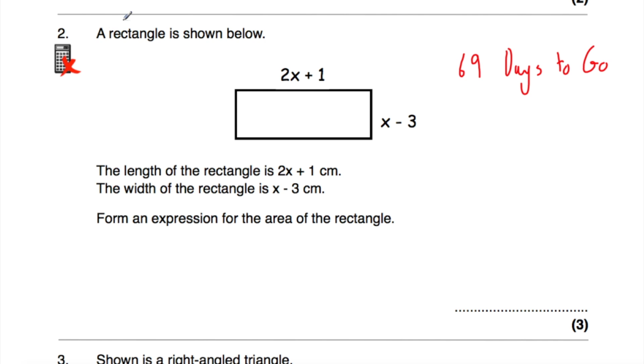Okay, next, question number 2. We've been given this rectangle. We've got the length of the rectangle and the width of the rectangle. We've been asked to form an expression for the area of the rectangle. So let's multiply the length by the width. We're going to do 2x plus 1 multiplied by x minus 3.